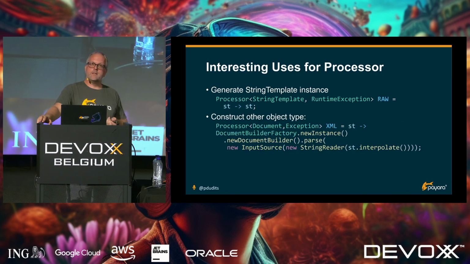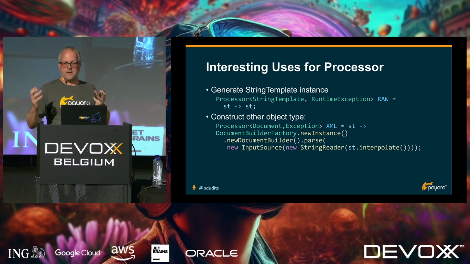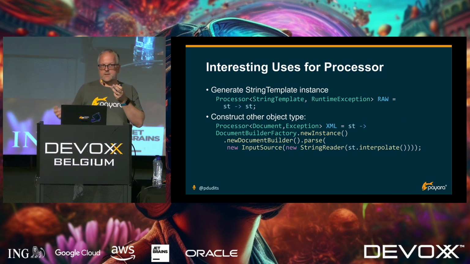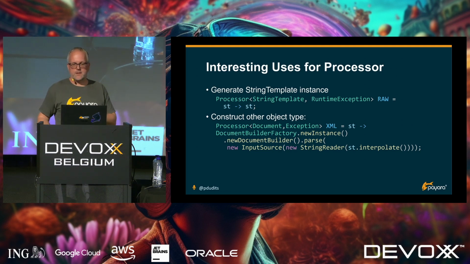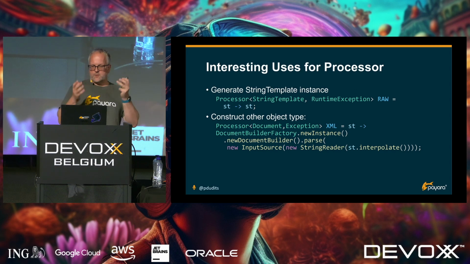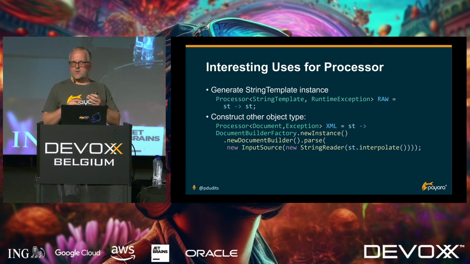You may choose to create some other data type. So you might choose to interpolate the results, concatenate the strings together, and then pass it directly to an XML parser. And you only need to do this once. So anytime you then write XML followed by something that evaluates to XML, you will get a DOM document back.